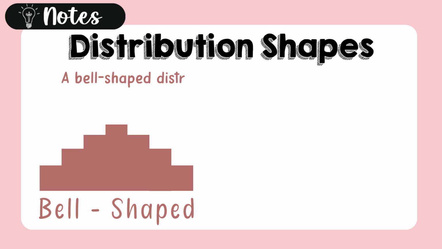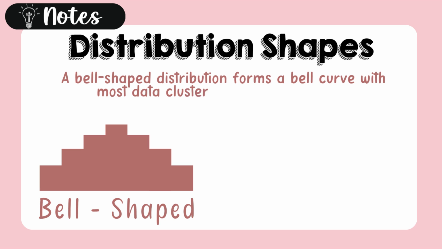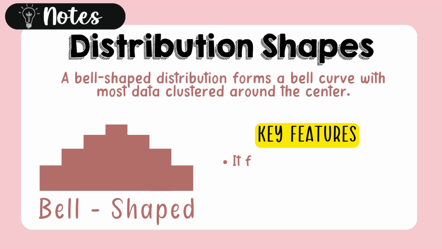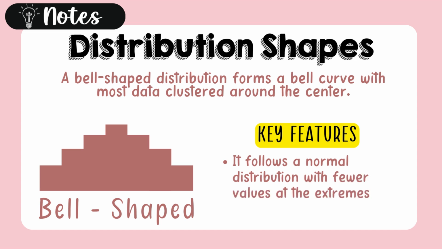The last one is bell-shaped. In a bell-shaped distribution, it forms a bell curve with most data clustered around the center. Some key features are that it follows a normal distribution with fewer values at the extremes.